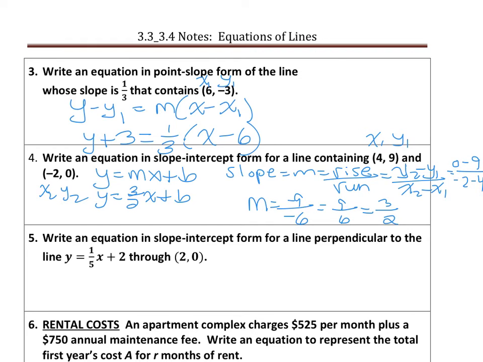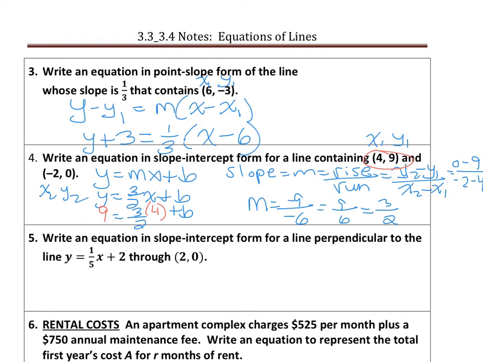Let's use this one. It doesn't matter. So y equals 9, I'm substituting that in, 3/2 times an x of 4. Now I have only one unknown.